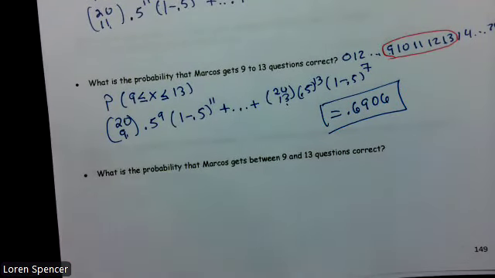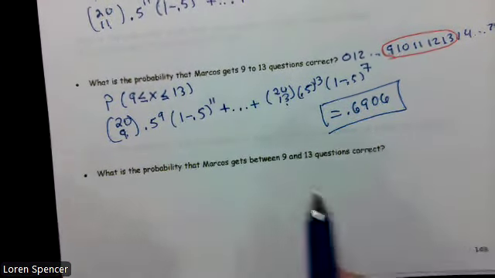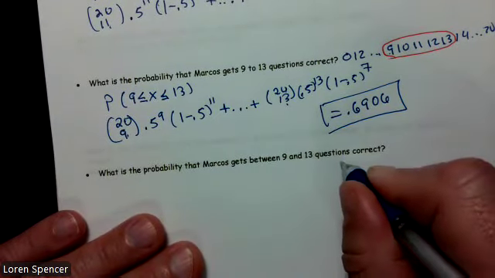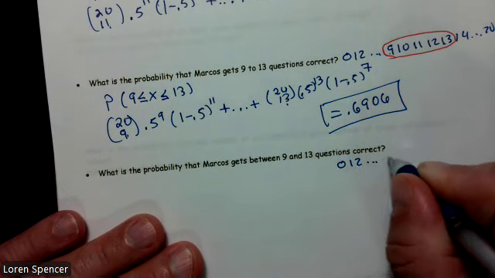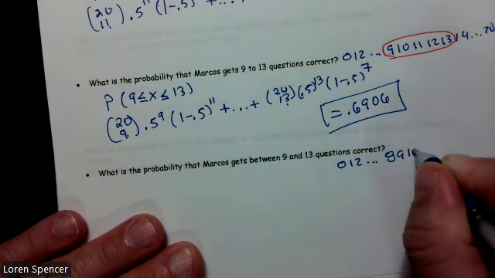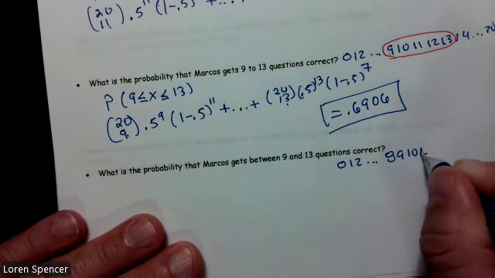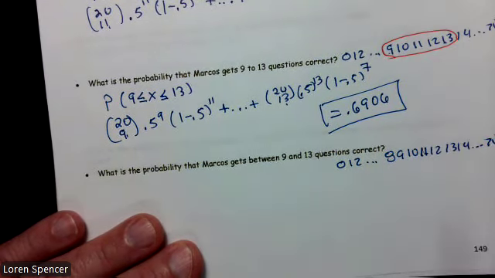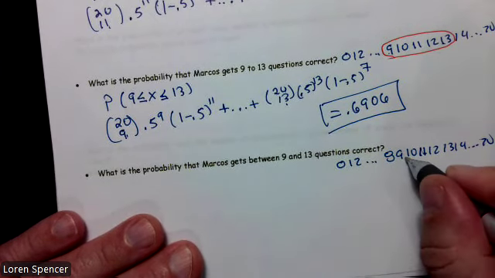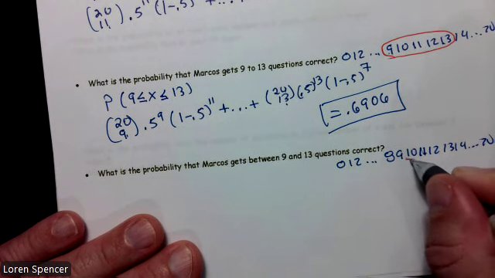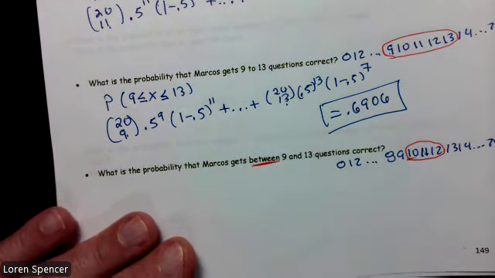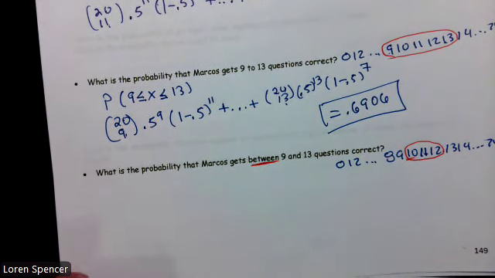All right. Finally, again, be careful. What's the probability it gets between 9 and 13? So 0, 1, 2, dot dot dot, 8, 9, 10, dot dot dot, 11, 12, 13, 14, dot dot dot, 20. So between 9 and 13, oh, that means more than 9 and less than 13. So that means I'm looking for 10 to 12. So be careful with that. I've never seen them do this on an AP exam, but I want you to be aware of it.